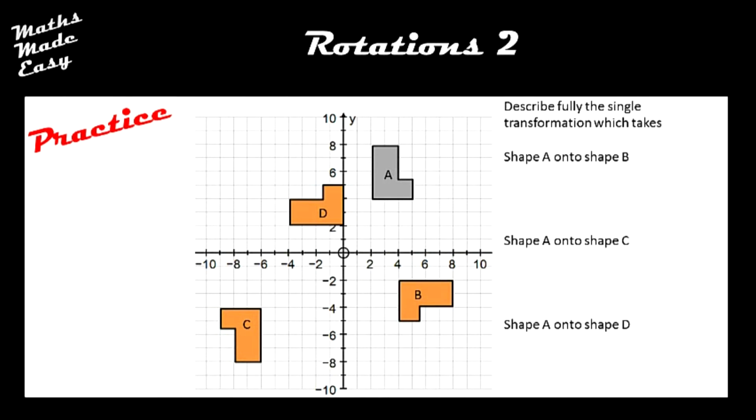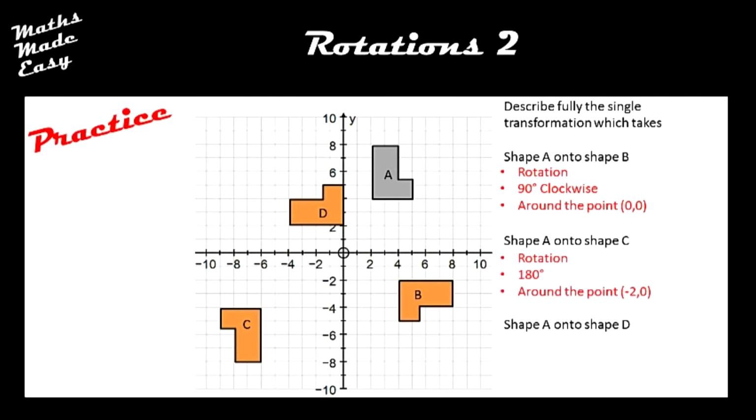Okay, so the single transformation which takes shape A onto shape B, I need to say 3 things. It's a rotation, 90 degrees clockwise this time, and it's around the point 0, 0, or the origin. For shape A to shape C, again I need to tell you that it's a rotation, it's 180 degrees. I don't need to say which direction it's turned in because 180 degrees clockwise or anti-clockwise ends up in the same place, and this time it's around the point -2, 0, so a different center of rotation.